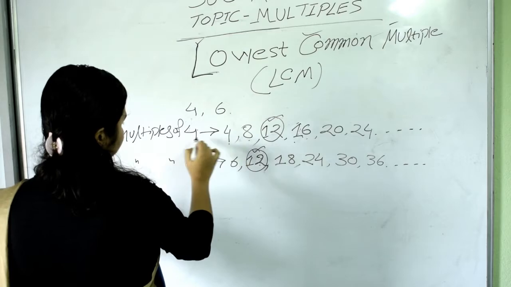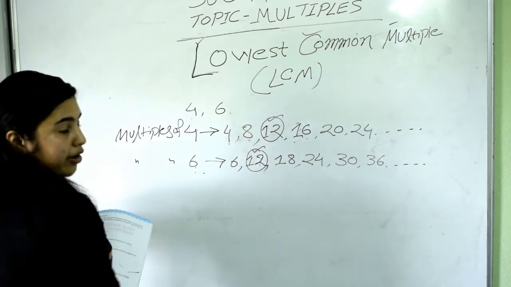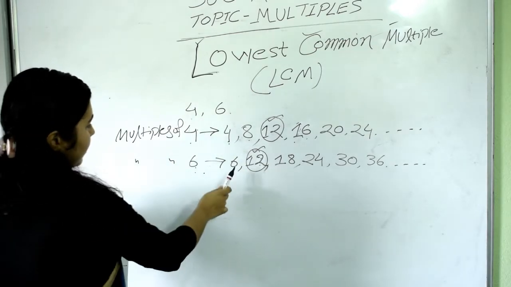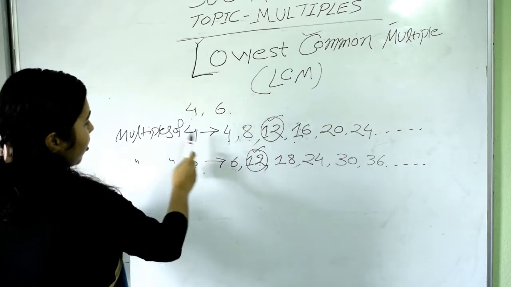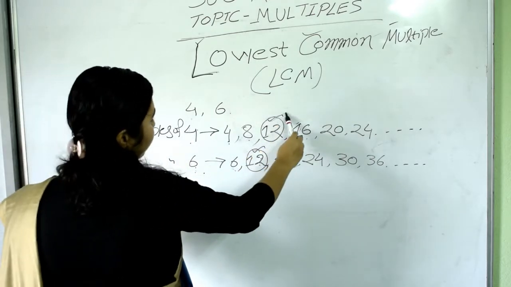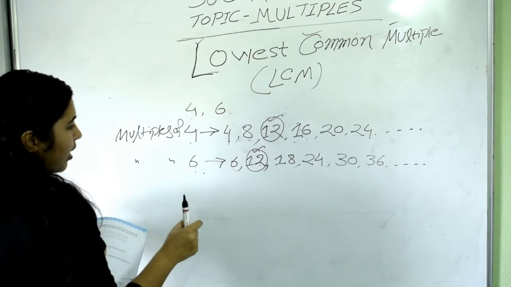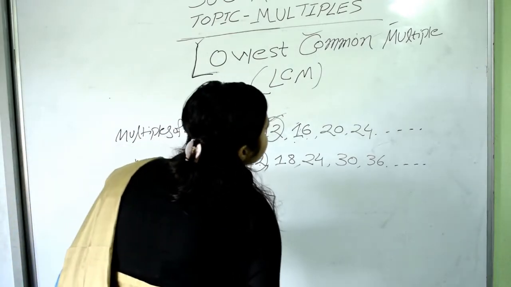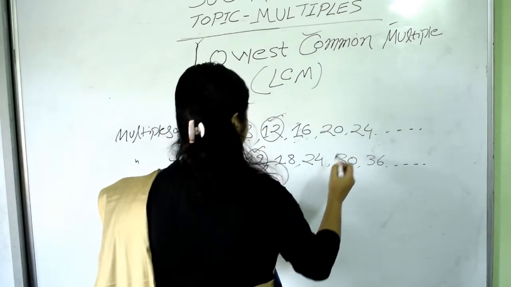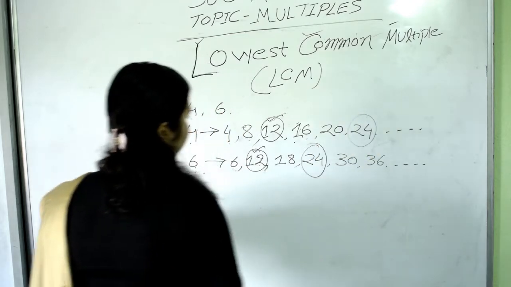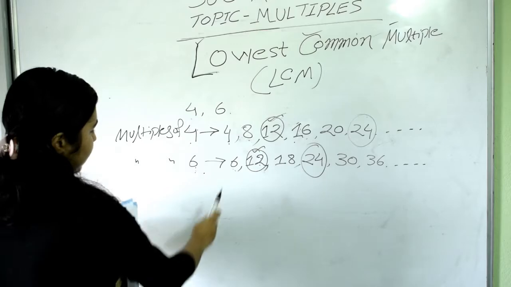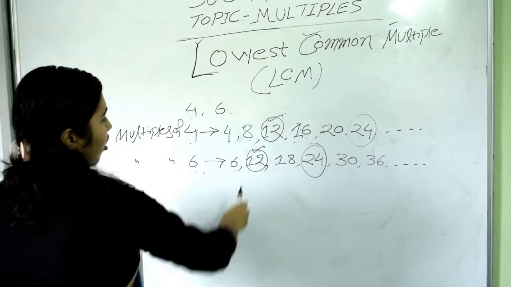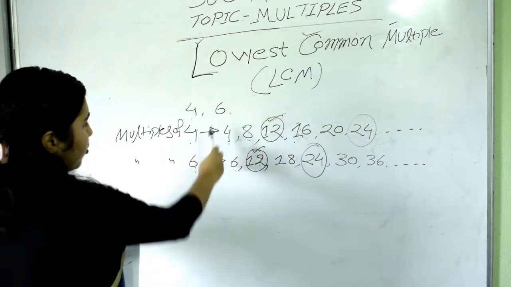8 is a multiple of 4, but 8 is not a multiple of 6. Same, 4 is a multiple of 4, but 4 is not a multiple of 6. Again, 6 is a multiple of 6, but 6 is not a multiple of 4. So 12 is the first multiple of 4 as well as 6. Next one is 24. 16 is a multiple of 4, but 16 is not a multiple of 6. Same for 20 and 18. These are not common for both the cases.